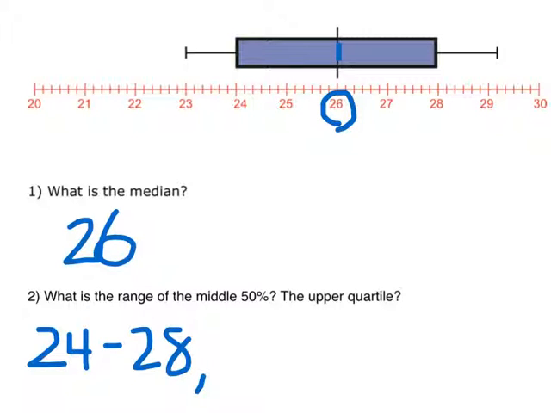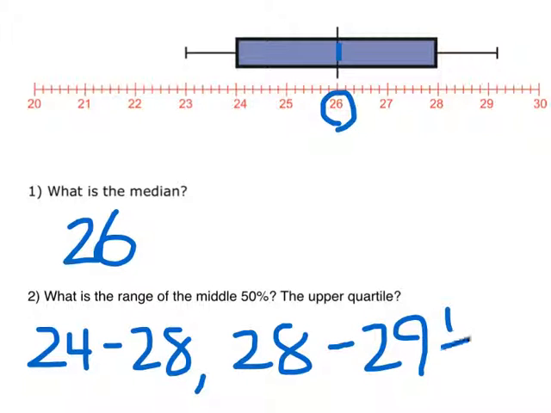The next question asks, what is the upper quartile? The upper quartile is the whisker all the way on the right. The upper quartile goes from 28 to 29 and a fraction. Let's see if we can figure out what the fraction is. So 29 to 30 is split into 1, 2, 3, 4, 5, 6. So 29 and one of those pieces that's split into 6 parts. So we end up with 28 to 29 and 1/6.